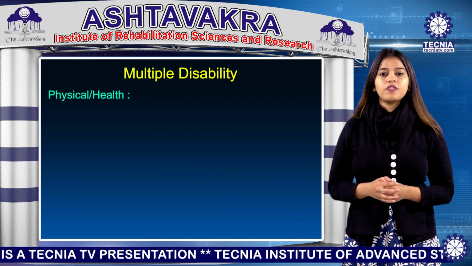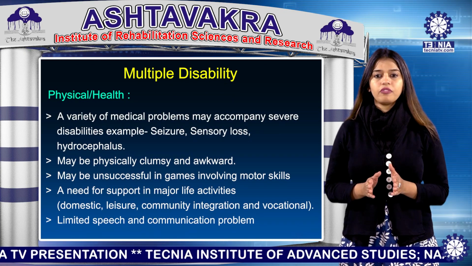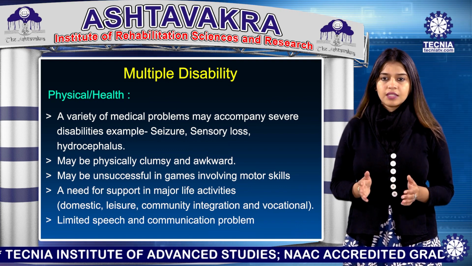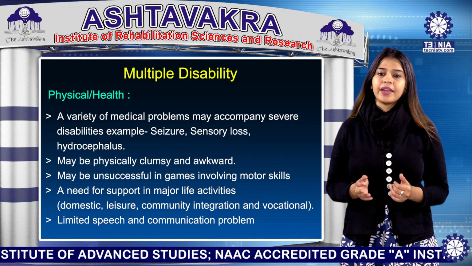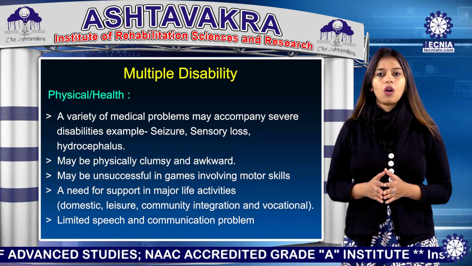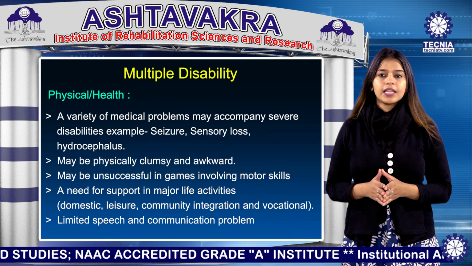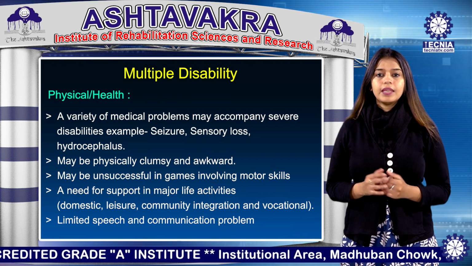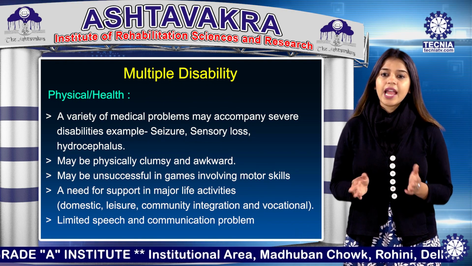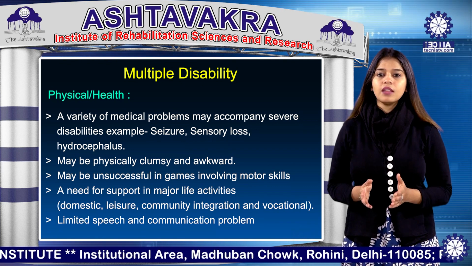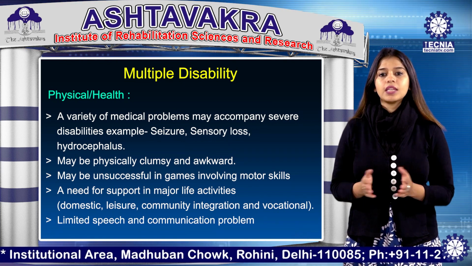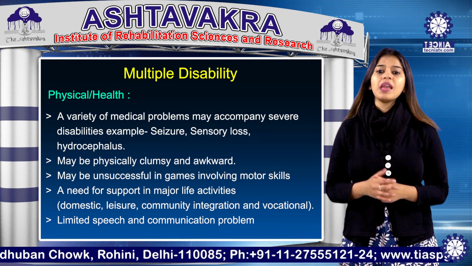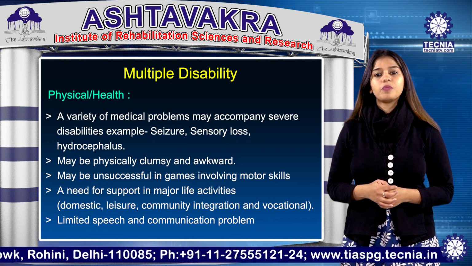The third is physical characteristics. A variety of medical problems may accompany severe disabilities, for example, seizure, sensory loss or hydrocephalus. In this type of characteristics, the child may be physically clumsy and awkward. The child may be unsuccessful in games including motor skills. The child may need support in major life activities, that is domestic, leisure, community integration and also vocational. The child may have limited speech and communication problems.